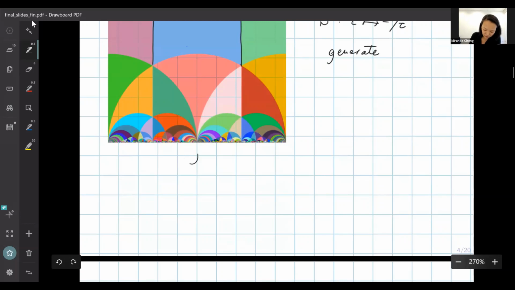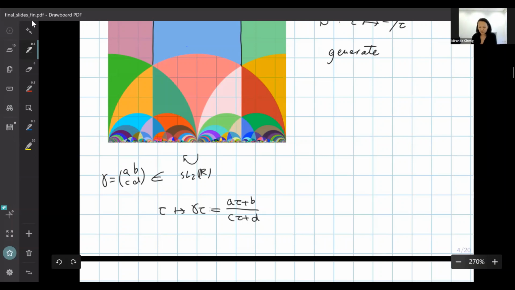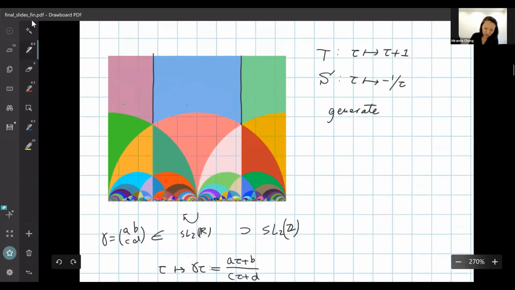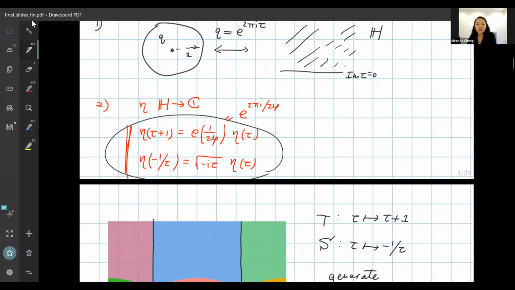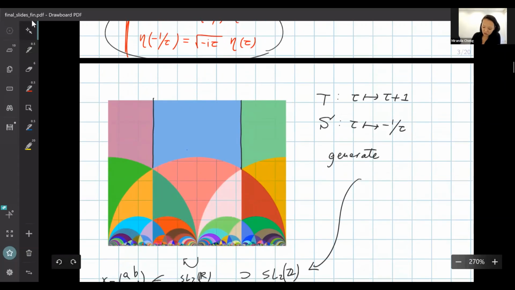What is that? We know that the upper half plane has symmetries given by SO2R acting in the following way. If we write an element in this way, then it maps tau to gamma tau, which is A tau plus B divided by C tau plus D, and it's obvious to see that such an action preserves the upper half plane. And we often care about the discrete subgroup SO2Z, which is generated by this T and S transformation. So looking back at the example, we see that this is invariant up to a simple function of tau under the SO2Z transformation.